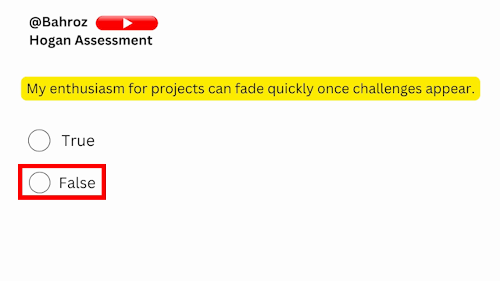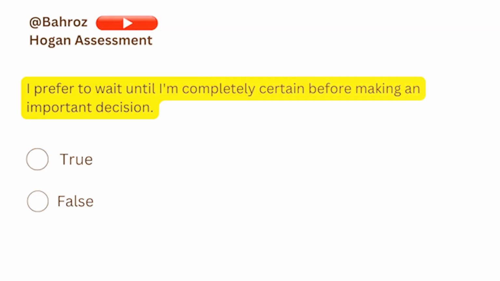Now, you might be thinking, but what if this is genuinely true for me? Here is the coaching point. Everyone loses some enthusiasm when challenges appear. That is human. But the question is whether your enthusiasm fades or whether you push through anyway. If you push through, which is what professionals do, then answering false is accurate. Answer false.